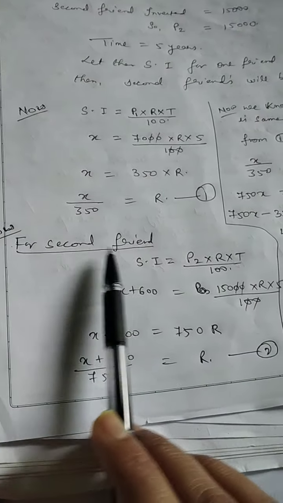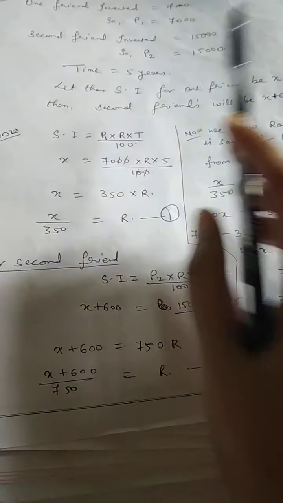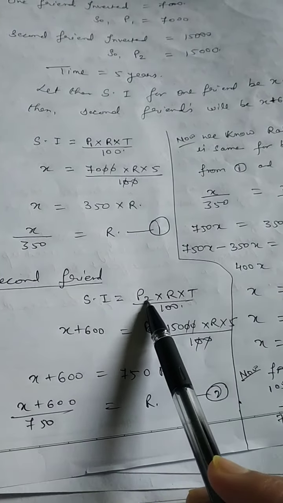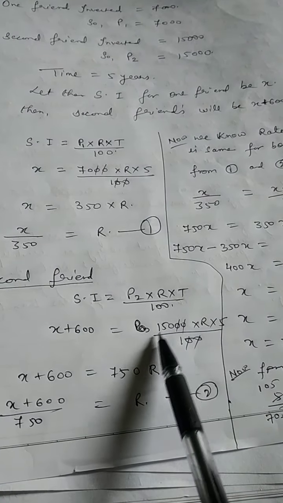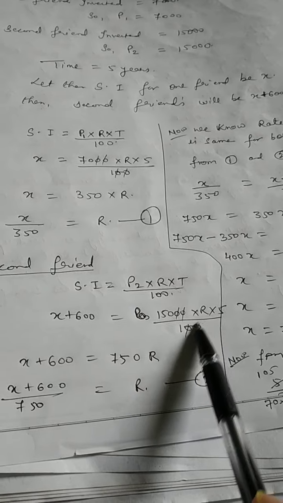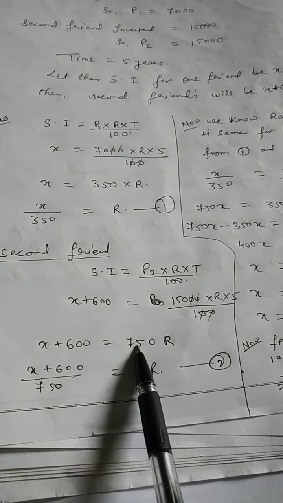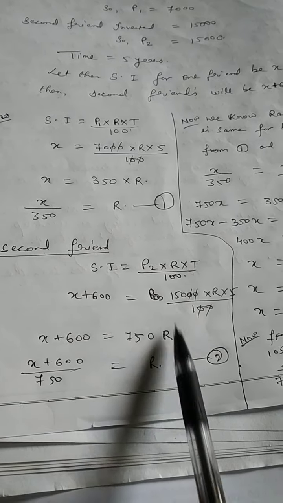Now for the second friend, simple interest is equal to P2, the principal for the second friend, into R into T by 100. Now P2 is 15,000 into R into time, 5 years, by 100. 0, 0 will get cancelled. So 5 into 15 we will get 75, 0 and R.